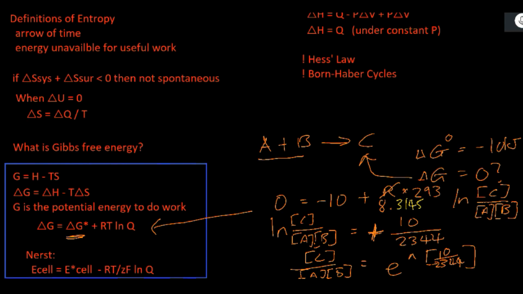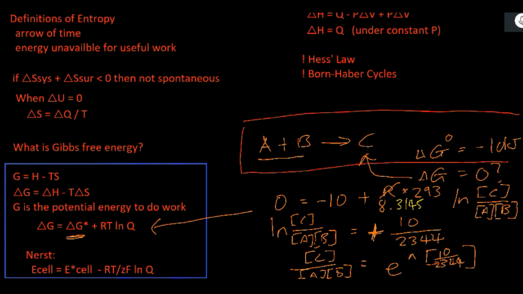The reason why I went through this was to develop your intuition of what Gibbs free energy is. We went through this equation here, and it had a Gibbs free energy of negative 10 kilojoules. So what does that mean? It's spontaneous. That's right. And the key thing is the standard sign, which means at 20 degrees Celsius at 1 atmosphere, this reaction will happen spontaneously.